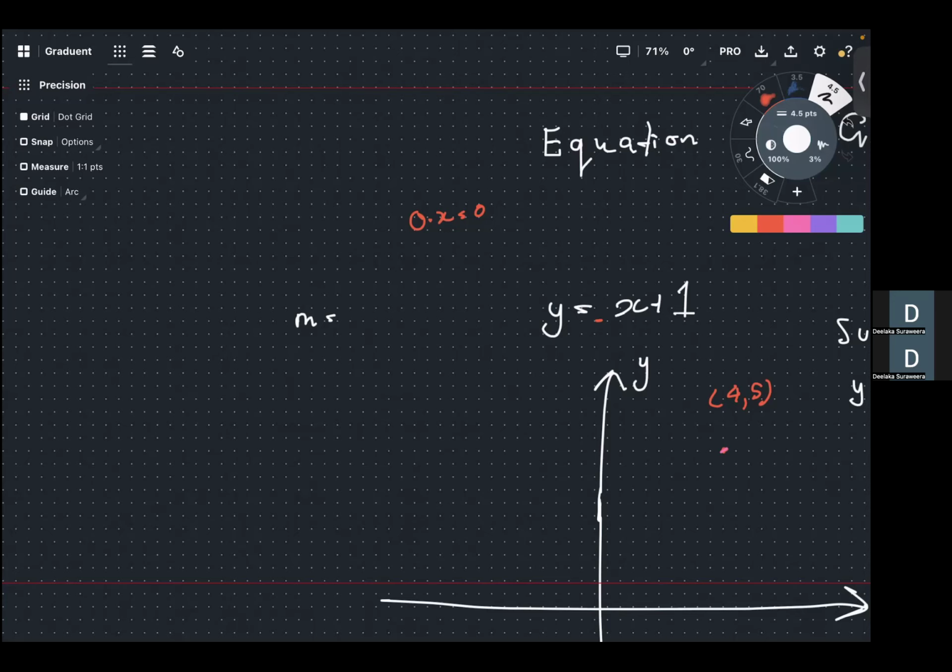2 and 3. Yes, that would be a point. But how do you do so?